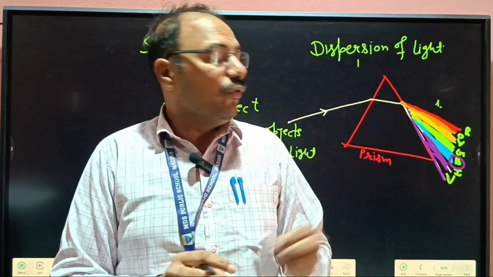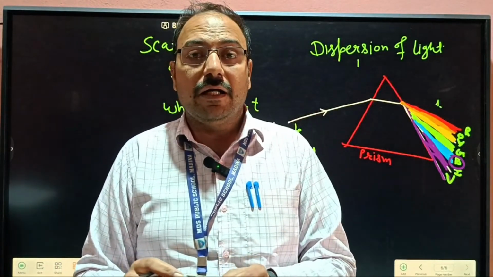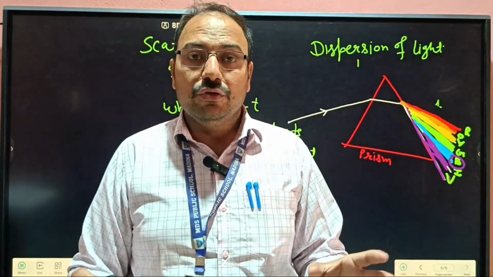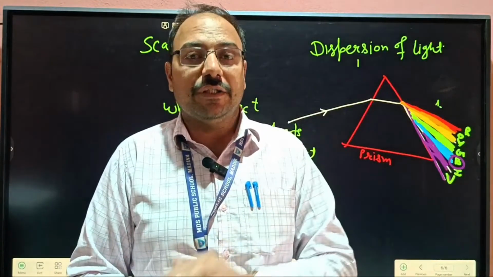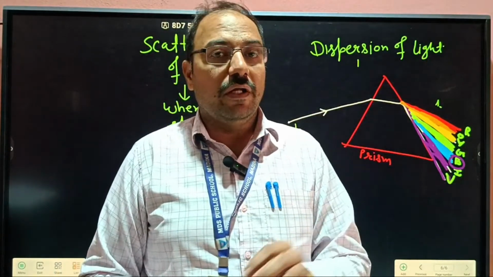That is why we use red, yellow and green colors in danger signals like on railways, because they do not scatter. So they can be seen from a large distance. So we can say the wavelength of red color is high, and of blue color is less.